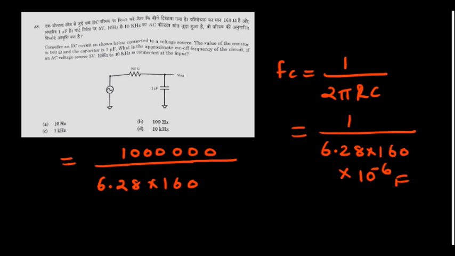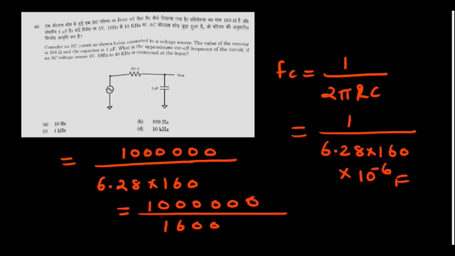Usually we can't use the calculator. So what I do, I will consider this 6.28 as 10. So then it becomes 1600 in the denominator. In the numerator, what is there? 10 to the power 6, 6 zeros are there. So these two zeros get cancelled. Now 100 divided by 16, how much will come? 32, 64, 96. So 6. So it comes around 600. If you divide this, it almost comes to 600.